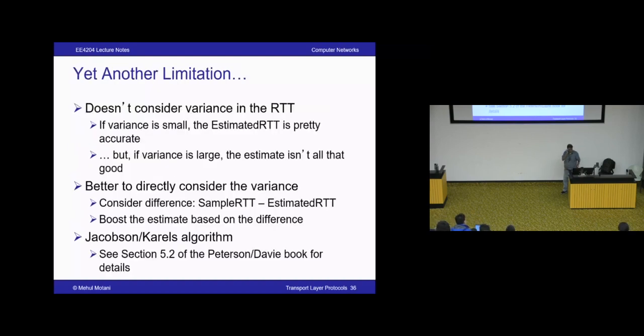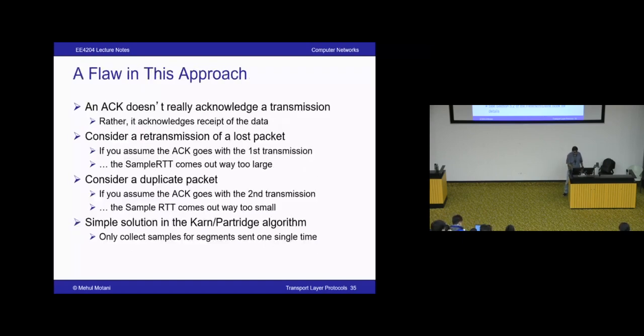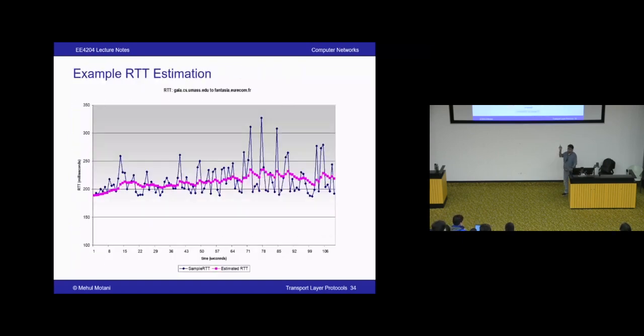Okay, so if you look at this here, you see that the variance of the sample RTT is much higher than the smooth average. Essentially, this estimated RTT, when it's a smooth average, is a low-pass filter, right? This moving average is equivalent to a low-pass filter, and so it's taking all the high-frequency movements and cutting them out. So we see that the estimated RTT is missing something here.